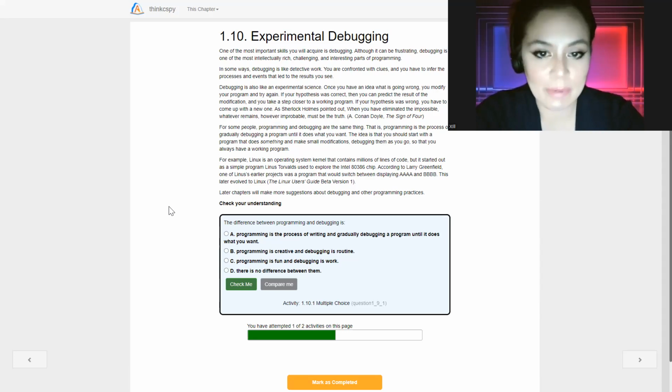Debugging is also like an experimental science. Once you have an idea of what is going wrong, you modify your program and try again. If your hypothesis was correct, then you can predict the result of the modification, and you take a step closer to a working program. If your hypothesis was wrong, you have to come up with a new one. As Sherlock Holmes pointed out, when you have eliminated the impossible, whatever remains, however improbable, must be the truth. From The Sign of the Four, a story written by Arthur Conan Doyle.